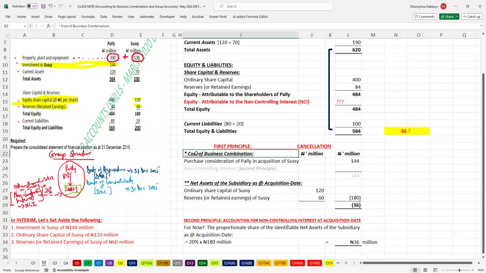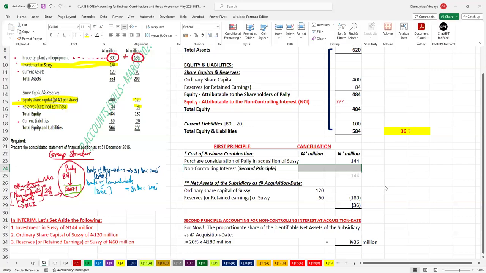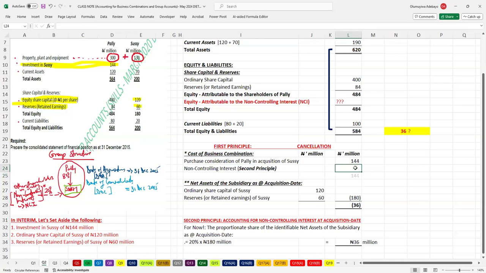Why? Because your cost of combination is no longer that of Pali alone, because Pali only owns 80%. It then means your cost of combination would be that of Pali that owns 80% and that of non-controlling interest that owns 20%. It then means 80 plus 20 will not give you the whole, which is 100%. And therefore, it means there are two investors in this case. Who are the two investors? The parent and the non-controlling interest. Now, what is the parent? Parent is 144. Non-controlling is what you have derived here, which is 36. And therefore, I put 36 there.